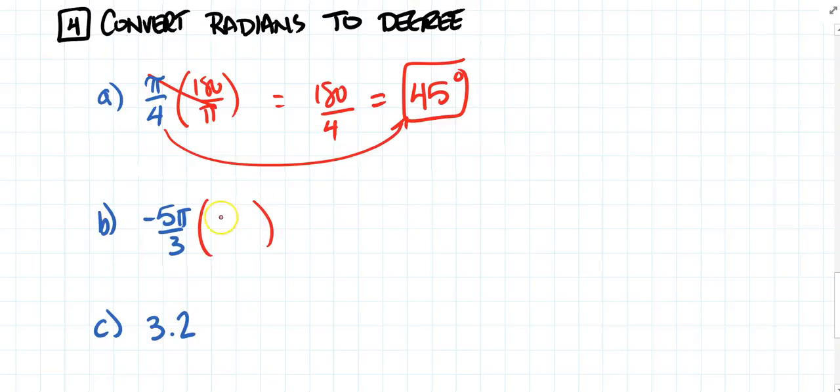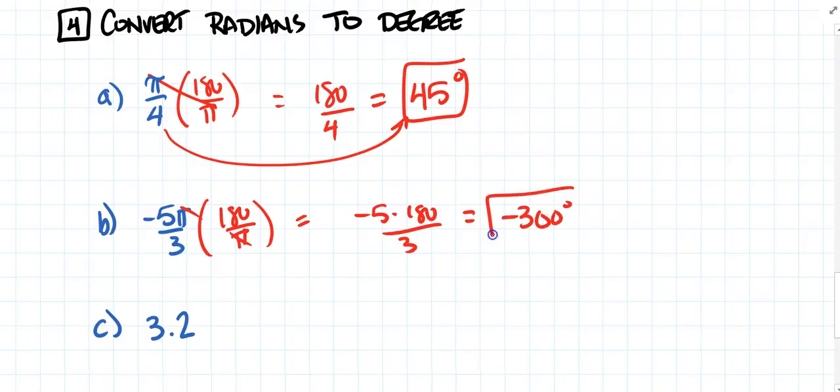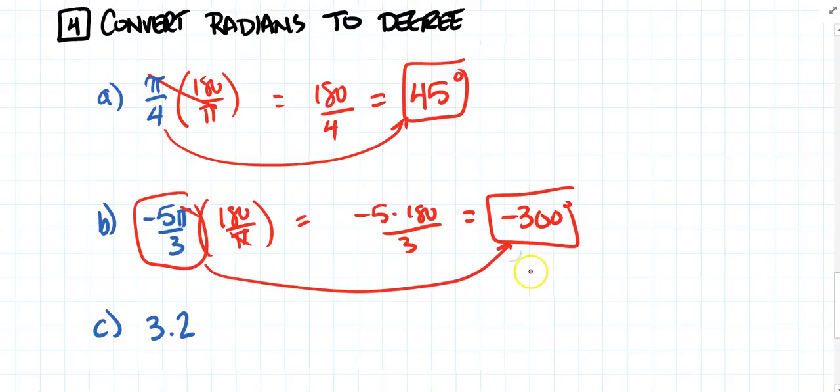Let's take negative 5 pi over 3. I want to change it from a radian to a degree. So I'm going to multiply by my conversion factor of 180 over pi. And the pi's are going to cancel out. So I'm going to get negative 5 times 180, all divided by 3. This is going to give me negative 300 degrees. So negative 5 pi over 3 radians is negative 300 degrees.